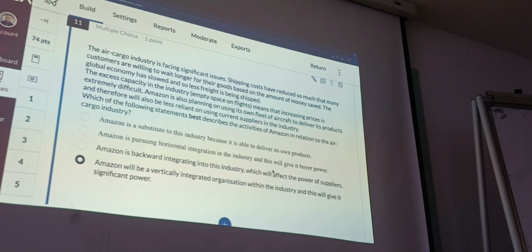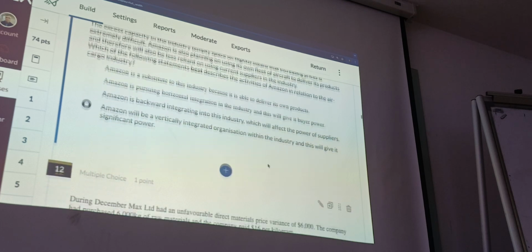Follow? Okay. Amazon is backward integrating into the industry which will affect the power supply. No, this is forward integrating, not backward integrating. As it goes forward, it is the online retailer going into the distribution of the item as opposed to relying on a third party. Correct? So next one, Amazon will be a vertically integrated organization within the industry and this will give it significant power. That's the correct one. Are we clear? Right, let's move on.